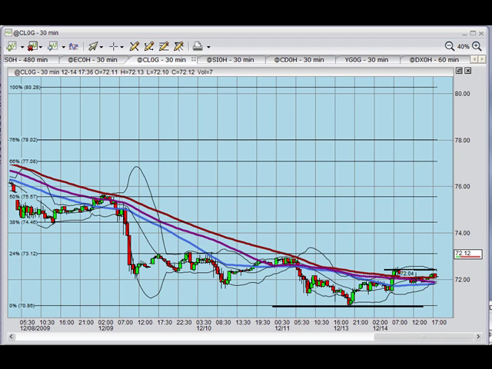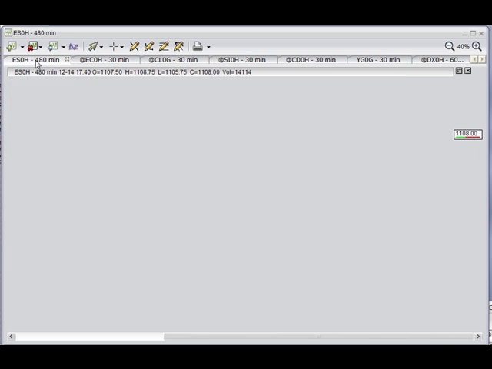If we do break that 72 level, then we see higher levels up to about 74.5. But you know, it's a lot of ifs. We have to see some strength. If not, we can test these lower 70 levels, mid 70 levels. And this is on the CL0G, which is the February contract. Okay, so those are the levels I want to point out.